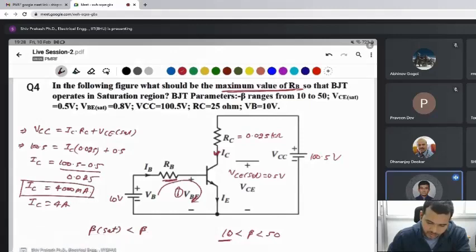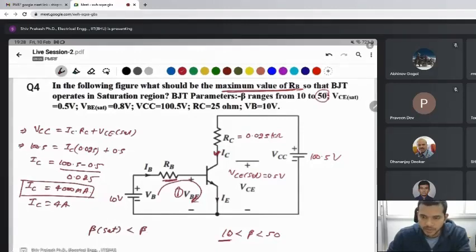But it's given, and I'm a little bit confused about this one, sir. What I did is I considered beta 10 first and then 50. For beta 10 it's 23 ohm, and for beta 50 it's 115 ohm. And the question is asking for the maximum value of the resistance. So if I consider 50, it's 115 ohm.